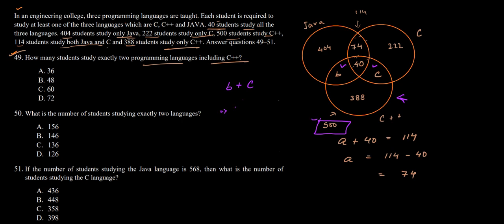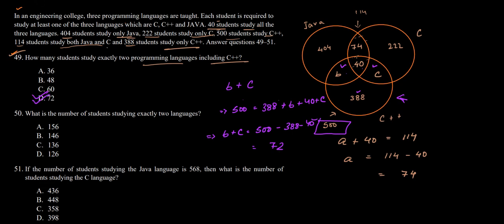So first we can tell that 500 is the total. So 500 consists of this 388 plus this B, 40 and C. So this will be B plus 40 plus C. So from here we can find B plus C, which is equal to 500 minus 388 minus 40. So our answer will be 72. So B plus C is 72. Hence our answer, which is option number D, 72, is the correct answer to this question.